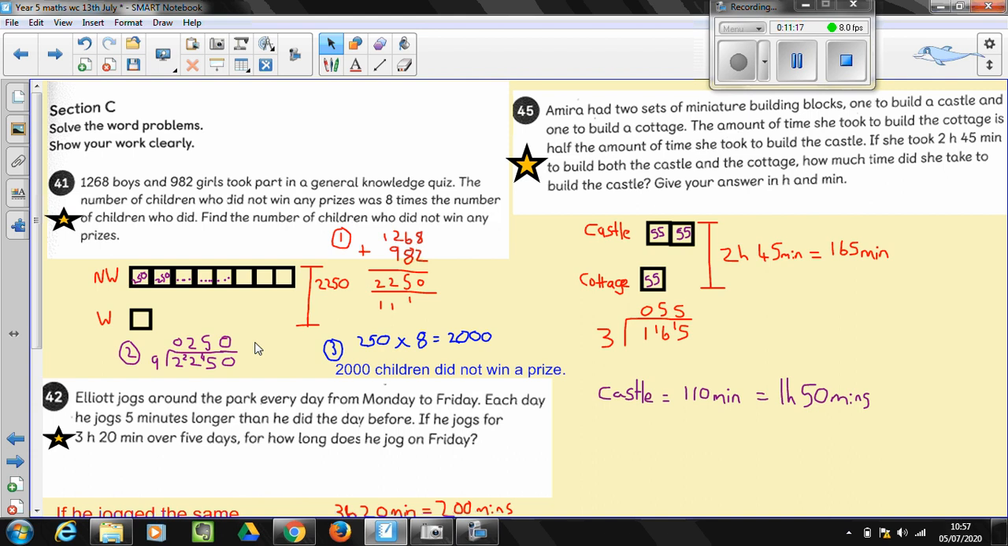Find the amount of children who did not win. Well, there were 8 blocks of 250 children who didn't win. So I did 8 times 250, which is 2,000. 2,000 children did not win a prize. The odds weren't looking pretty good in that competition.